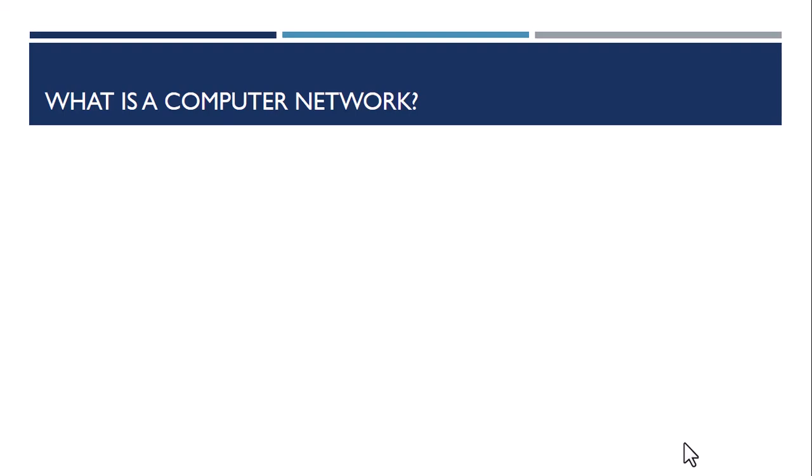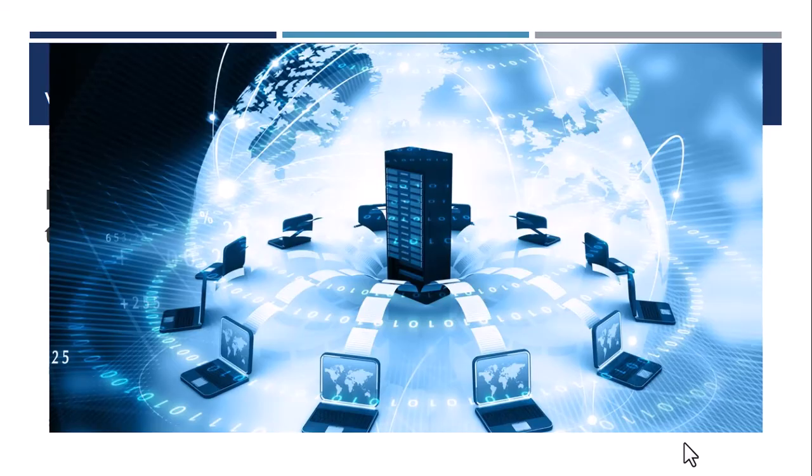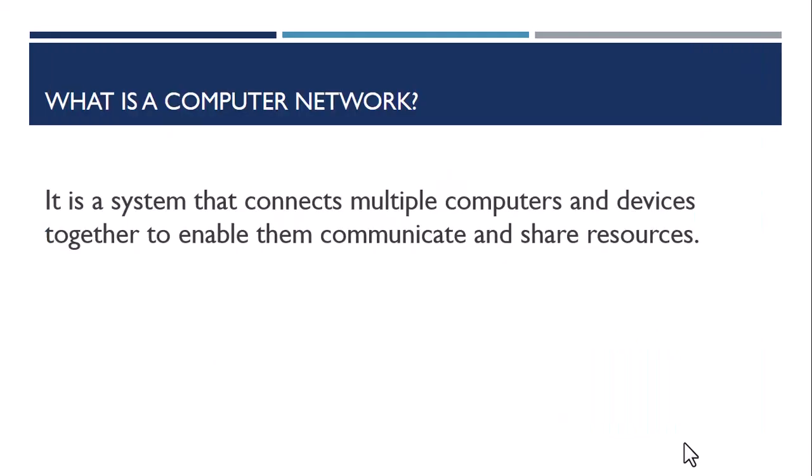What is a computer network? A computer network is a system that connects computers and other devices to communicate and share resources. Think about when you connect to Wi-Fi at home or school. That is a network at work. Whether you are streaming videos, playing online games, or collaborating on a Google Doc, networks make it all possible.